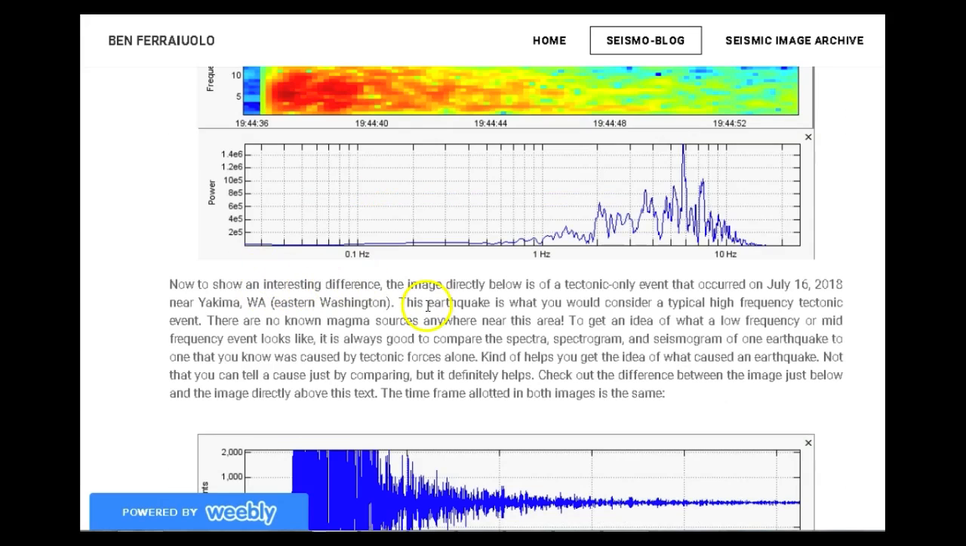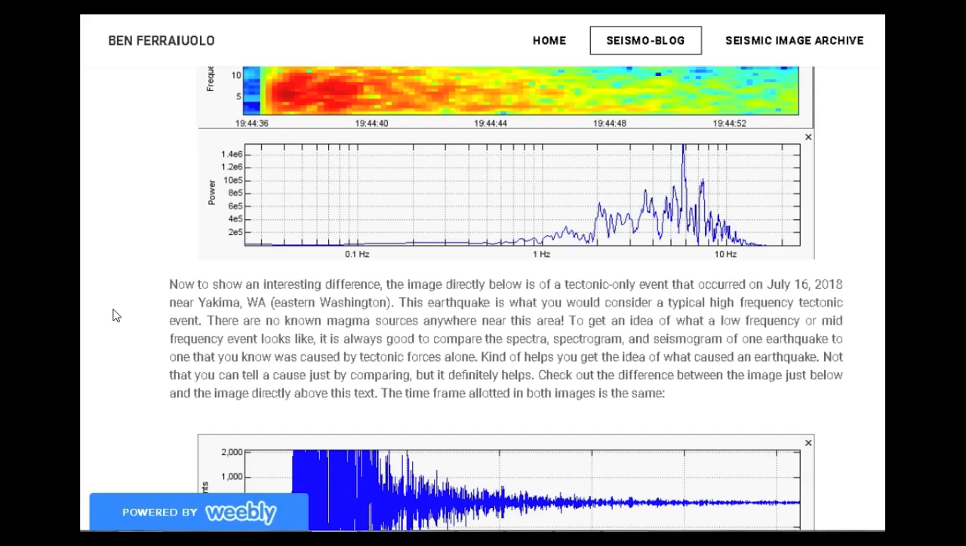Now, to show an interesting difference, the image directly below is of a tectonic-only event that occurred on July 16, 2018 near Yakima, Washington, eastern Washington. This earthquake is what you would consider a typical high-frequency tectonic event. There are no known magma sources anywhere near this area. To get an idea of what a low-frequency or mid-frequency event looks like, it is always good to compare the spectra, spectrogram, and seismogram analysis of one earthquake to one that you know was caused by tectonic forces alone.